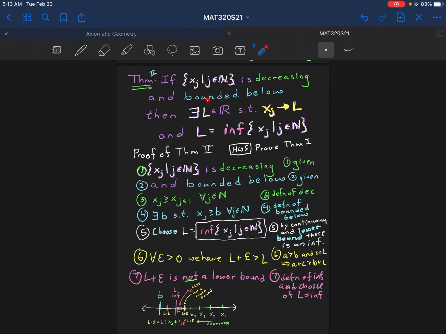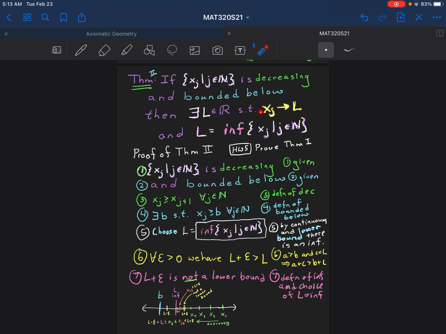We had to show there exists an L, which meant we had to choose him. In order to show he exists, wanted to show that he was the infimum. You're going to show he's the sup. I want to show he's the infimum. So I chose him to be the infimum. I still have to prove he's the limit. I've chosen that he's the infimum. The next step is to show that xj is converging to L.